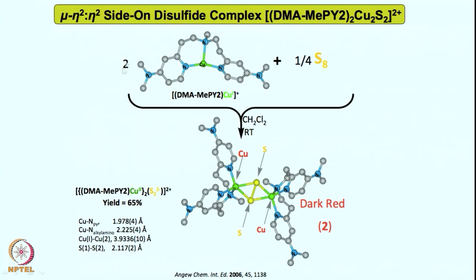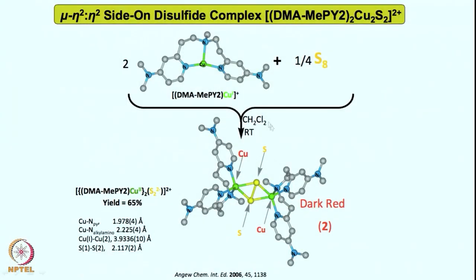Now if such a compound is reacted with elemental sulfur, as we can see now that a dicopper disulfide is forming. Now the bridging mode is side on. Previously, as you have seen the crystal structure, it is end on in nature, but with a tridentate ligand system, it gives rise to a side on disulfide, just similar to what you have seen for the tridentate ligand and oxygen reactivity. These reactions are occurring at room temperature.